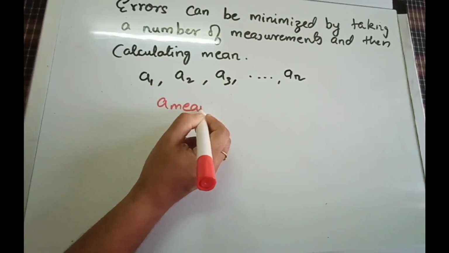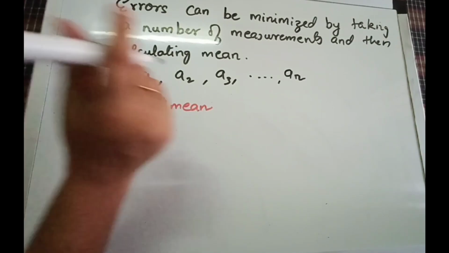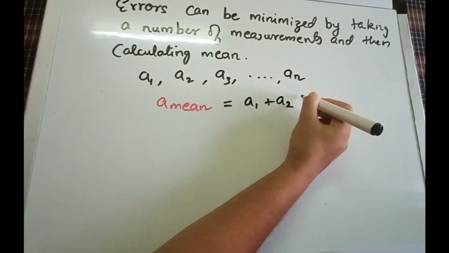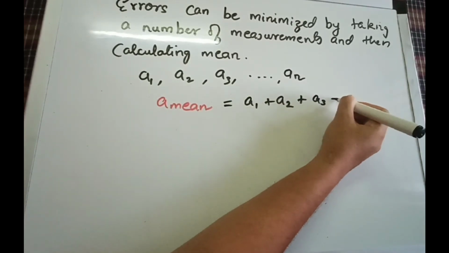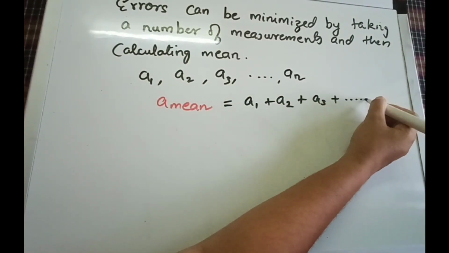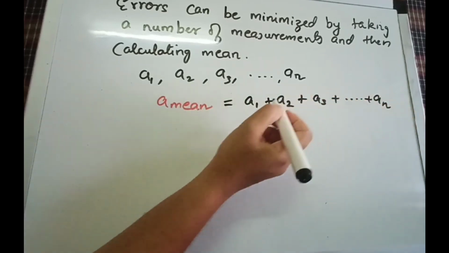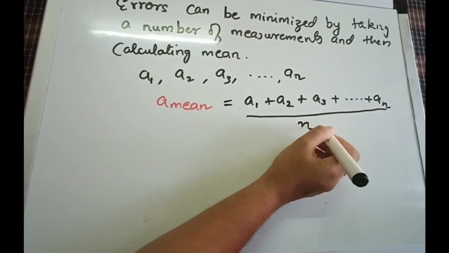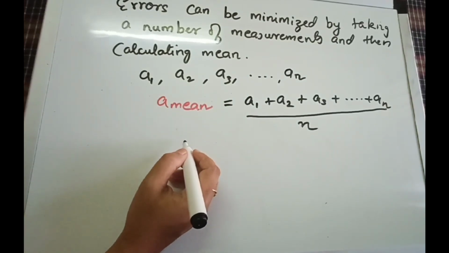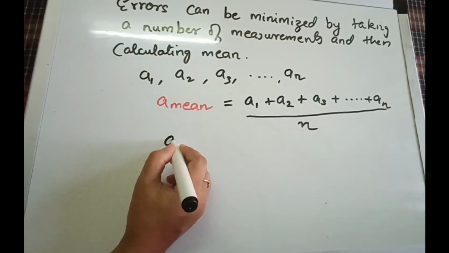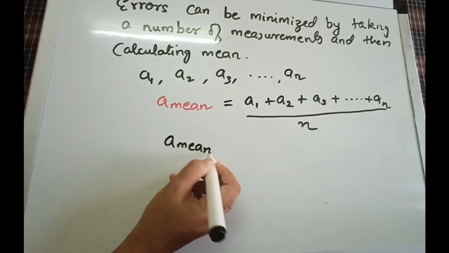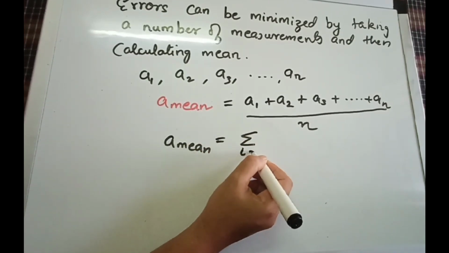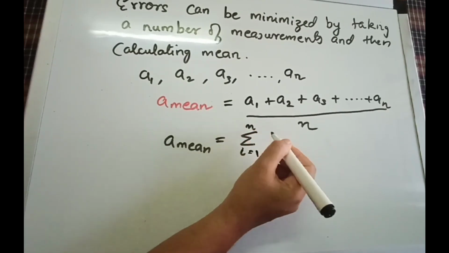How to find the mean? It is denoted by A mean, and some books use x, x1, x2 and so on. So we have to find the sum of each measurement, A1 plus A2 plus A3 till An, and divide this sum by the total number of measurements, which is n. So in symbols we can write A mean equal to summation. Now this is sigma, the symbol for summation, meaning you are adding up.